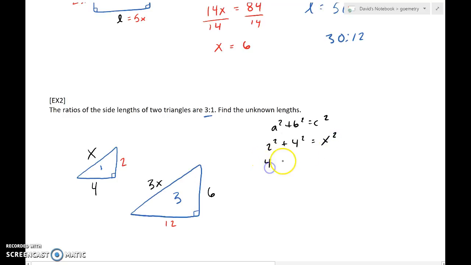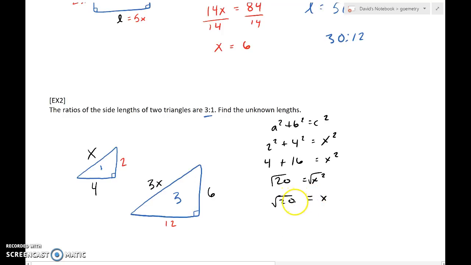So we've got 2 squared plus 4 squared equals x squared. 2 squared is 4. 4 squared is 16. So that equals x squared. So this is 20 equals x squared. So x is going to equal the square root of 20 when I take the square root of both sides. And this can be simplified. We can simplify radicals, but we're just going to leave it as the square root of 20.